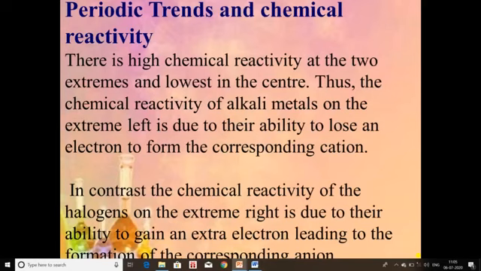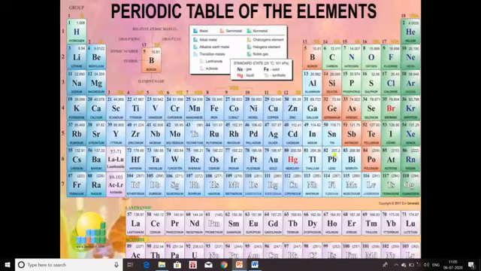Now next is periodic trends and chemical reactivity. So you will observe that in the periodic table, group number 1 and group number 17 elements are the most reactive. And the elements which are present in between these two groups, their reactivity lies between these two groups' elements. Now what is the reason behind it? Why are these elements more reactive?